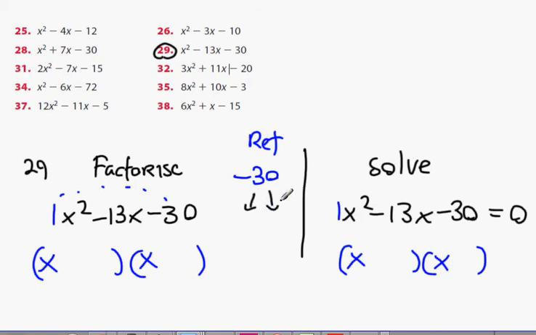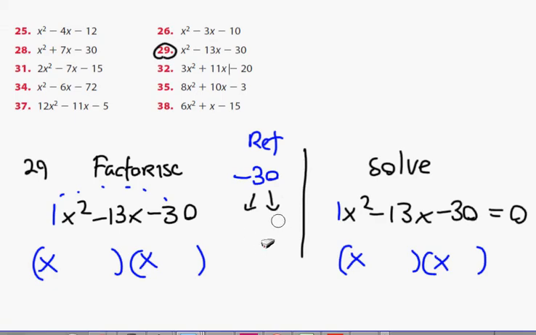Pick two numbers that multiply together to give you minus 30, but take away to give you minus 13. 6 and 5 won't work, because minus 6 plus 5 is 1. It has to make 13 in the middle. 10 and 3? Minus 10 and 3 looks like it will work, but it won't, and I'll tell you why. Minus 10 and minus 3 makes minus 13, that's okay. But when you multiply minus 10 by minus 3, it gives you plus 30, not minus 30. Therefore, you need to go for another option.